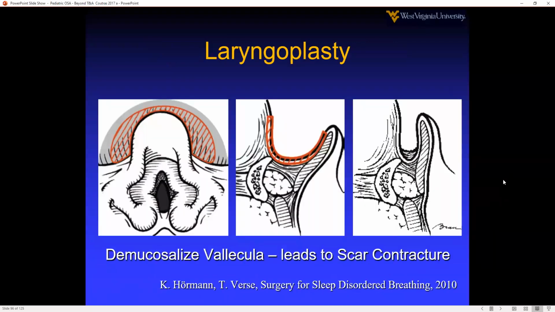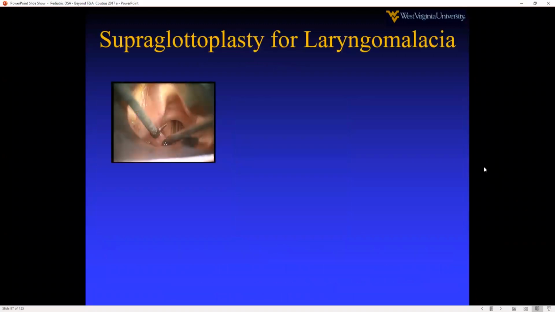We published a paper on that with about a dozen or so children. So laryngoplasty or epiglottopexy, the minimal thing you can do is demucosalize this area, and with a coblator with radiofrequency, as you're doing it, sometimes it'll just pull the epiglottis back by itself, and it'll hold it in place there.